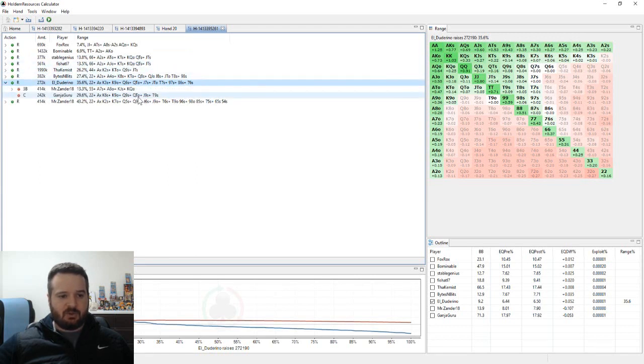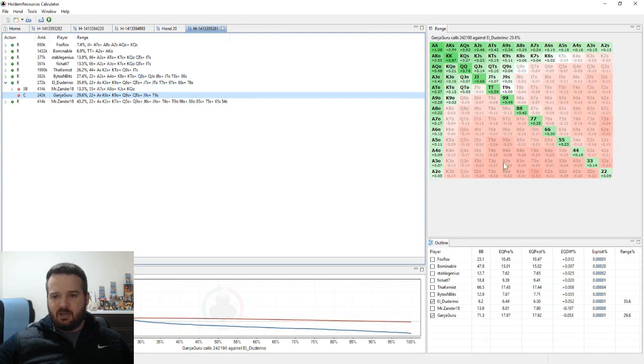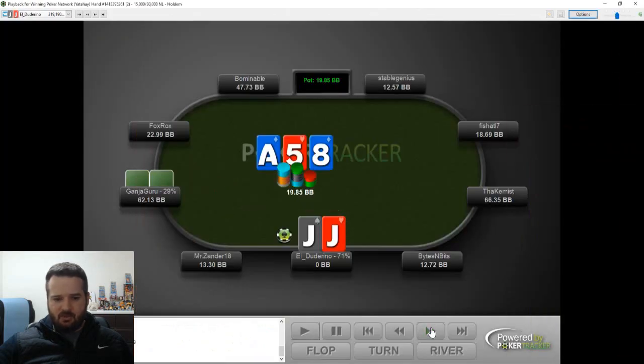And hopefully you guys have built the range for him calling as well. And we can see that his calling range should actually be pretty tight because, again, we should only be shoving a pretty tight range. And let's see what he showed up with here.